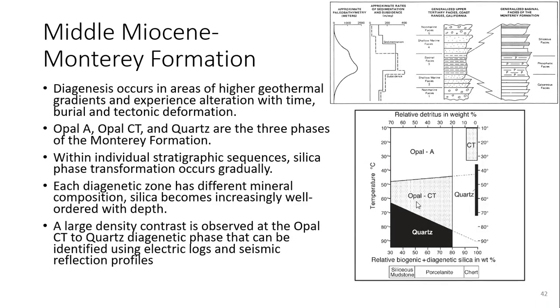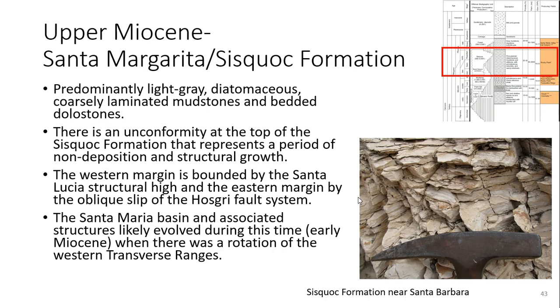And if you remember when I talked about the diagenesis, this is where we have areas of higher geothermal gradients and that can alter a rock over time. So in the Monterey Formation, we see three different phases due to diagenesis. And I'm going to skip some of this other stuff because it's a little bit irrelevant to the conversation when we talk about depositional environments.